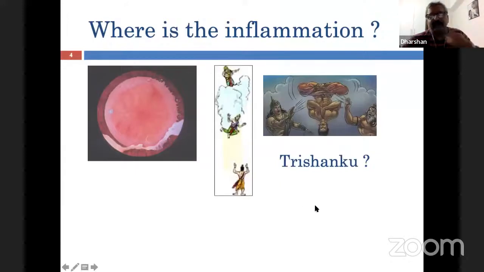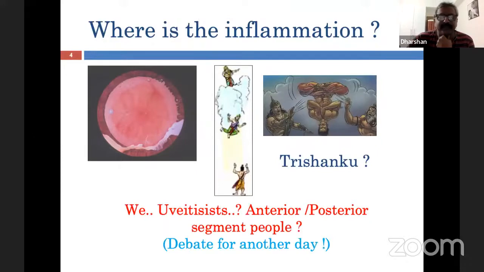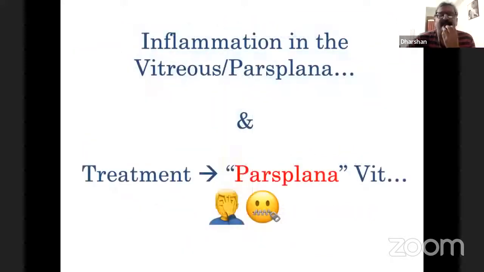Whenever I think of middle things, I keep thinking about this Thracian group. Something like us, probably, we uveitis specialists are neither anterior segment people nor posterior segment people, or we are both. I don't know. We'll have the debate for another day.